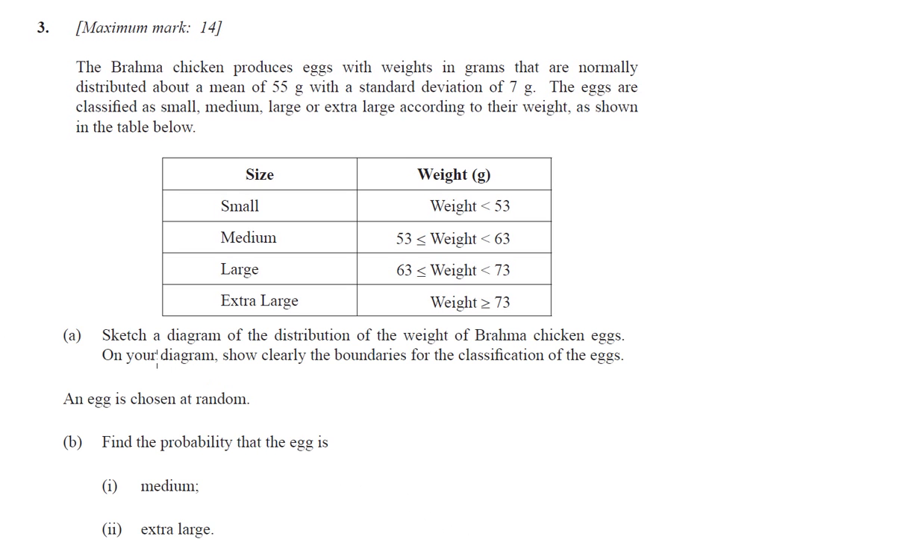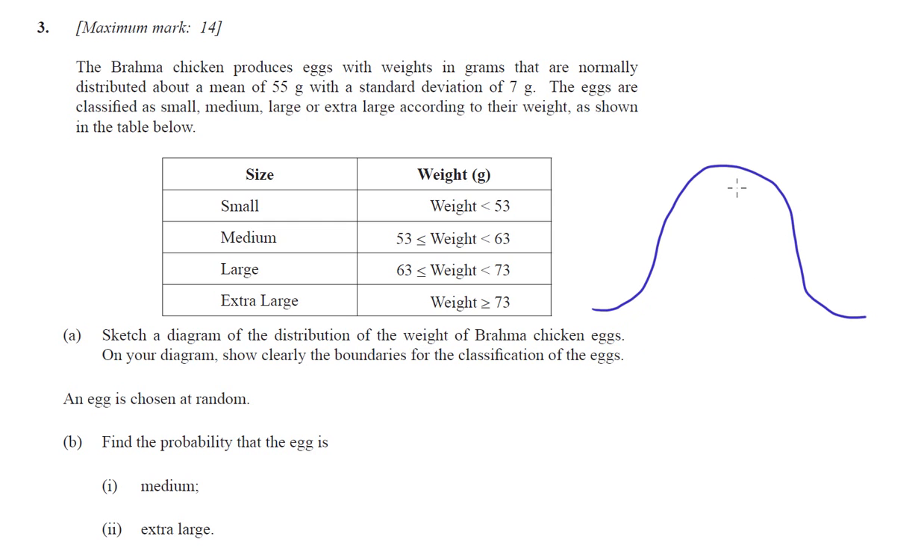Okay, so the first part here says, sketch a diagram of the distribution of weight of Brahma chicken eggs. On your diagram, show clearly the boundaries for the classification of the eggs. Okay, so we're going to need to draw ourselves basically our normal curve here, right? So a normal curve looks something like that.